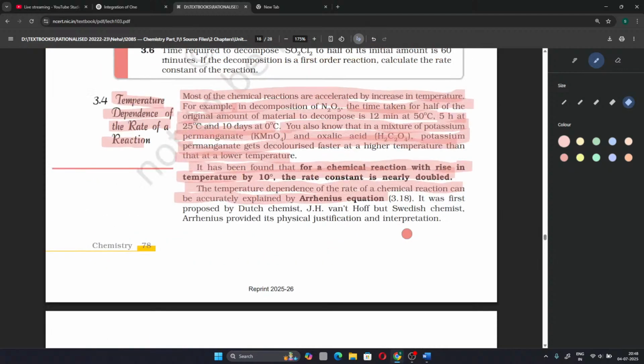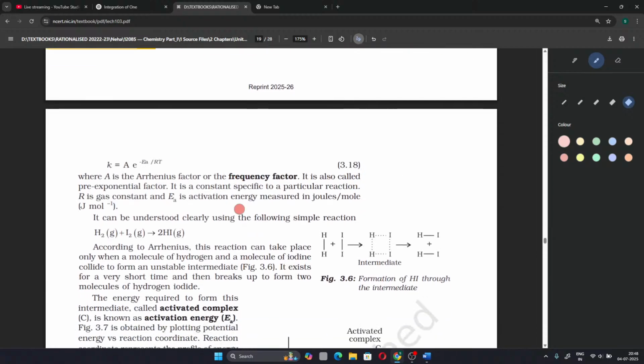The temperature dependence of the rate of a chemical reaction can be accurately explained by the Arrhenius equation. It was first proposed by Dutch chemist J.H. van 't Hoff, but Swedish chemist Arrhenius provided its physical justification and interpretation.